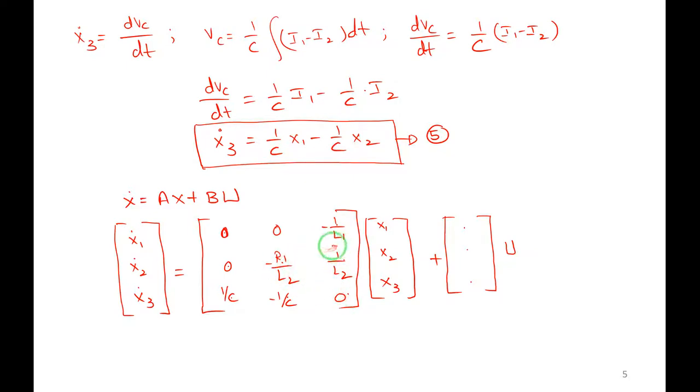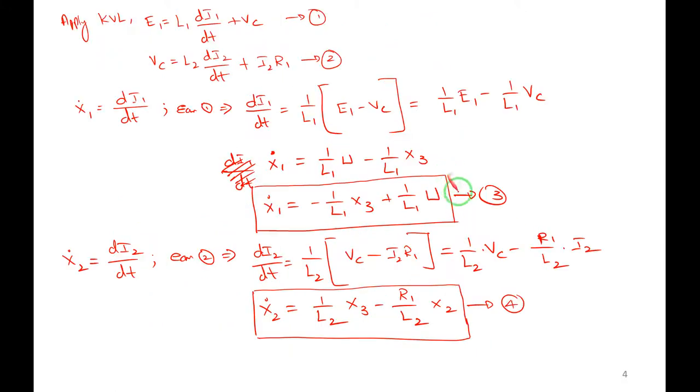If any doubts, you can unmute yourself and talk to me so that I can tell you once again. Then come to this A. This is the A matrix, Ax plus Bu. Next, the B vector we have to fill up. So observe, go to the first equation.